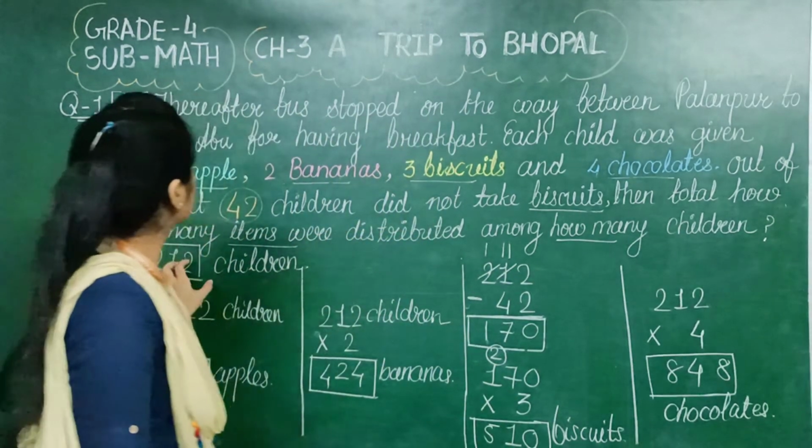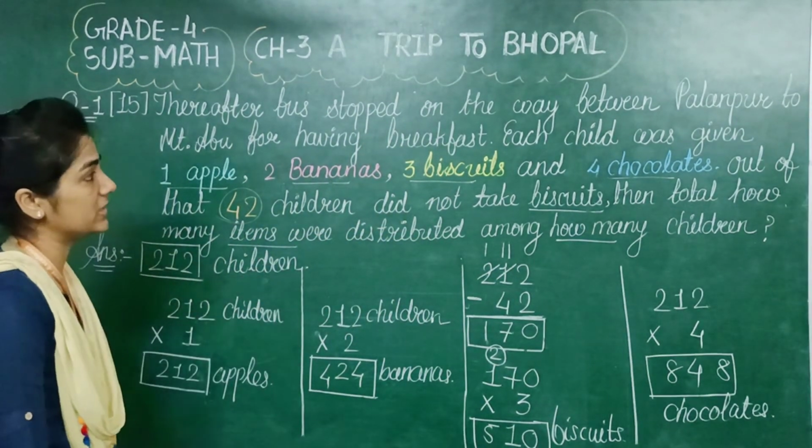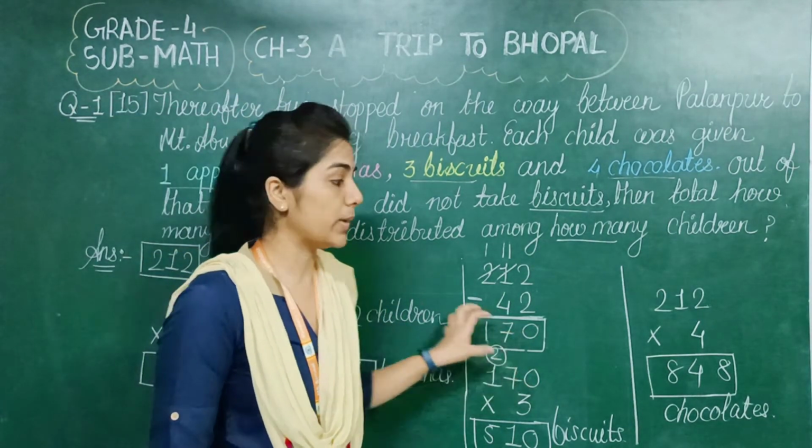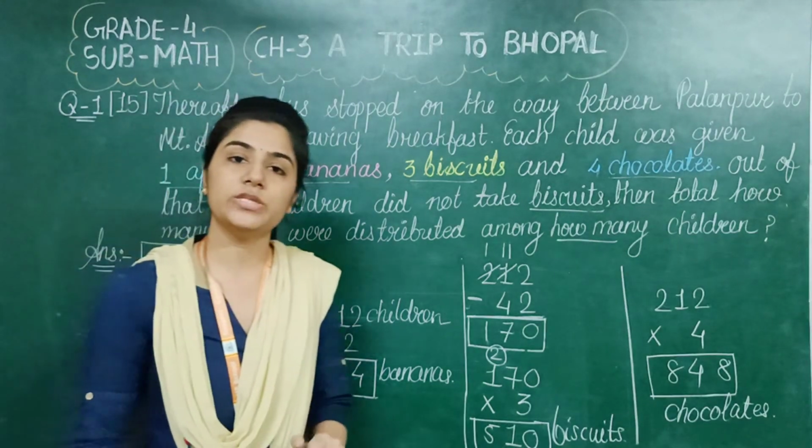So this is your question number 15, in which we have found the number of items, meaning how many items were distributed among the total children.